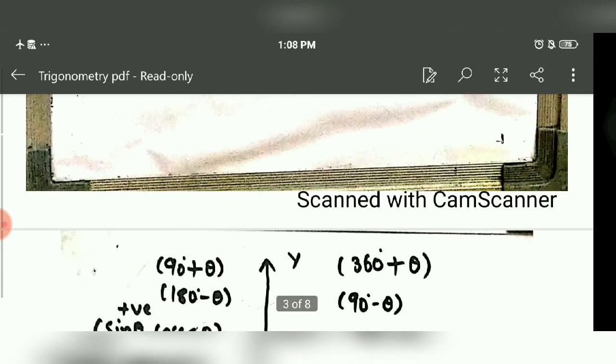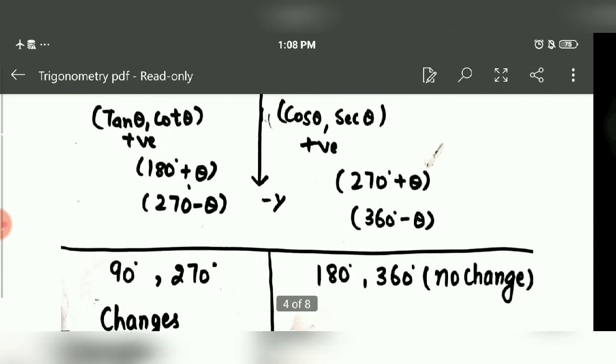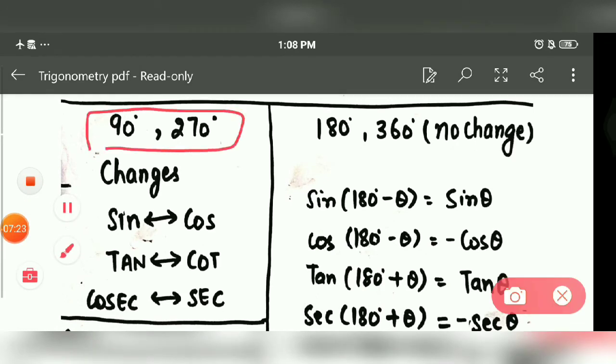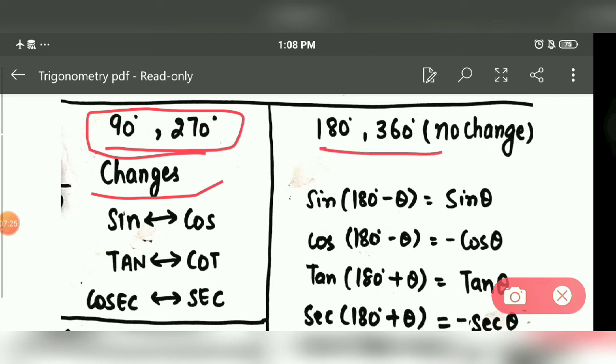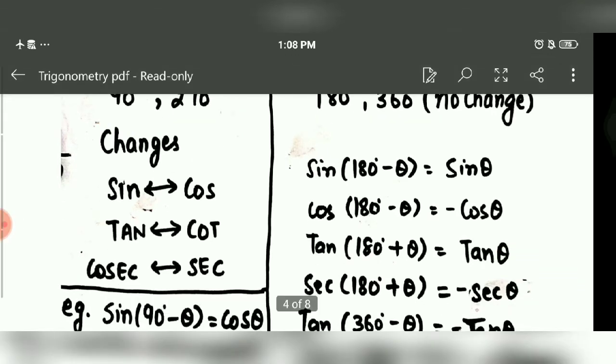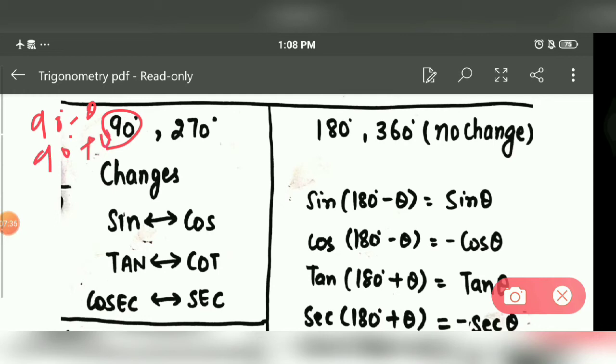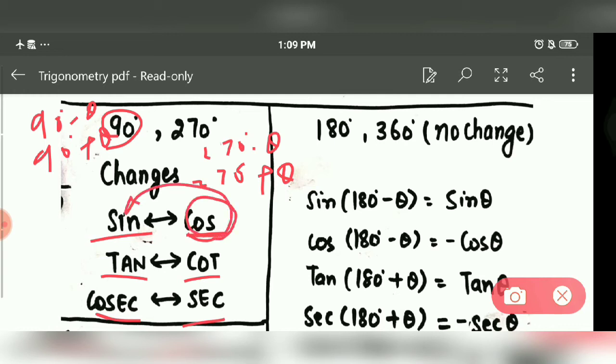So we are going to discuss a few examples here. And one more thing, for 90 and 270 there are changes, but for 180 and 360 there is no change. It means if the angle is 90 minus theta, 90 plus theta, 270 minus theta or 270 plus theta, then sine changes to cos, tan changes to cot, cosecant changes to secant, and the reciprocals also hold. Means cos changes to sine, cot changes to tan, secant changes to cosecant.